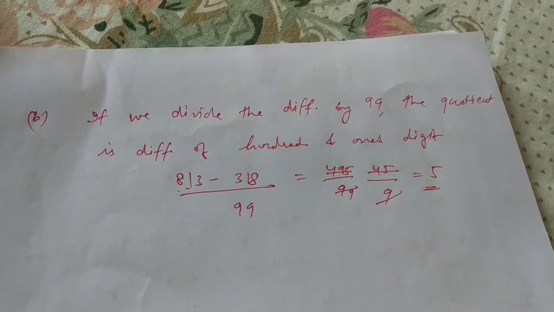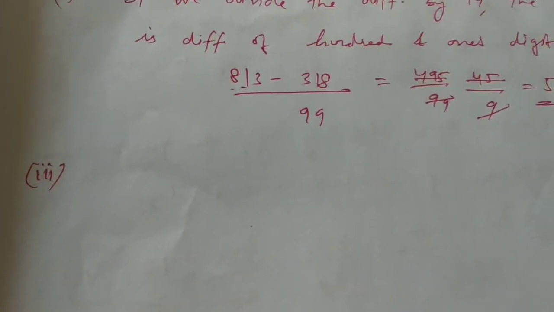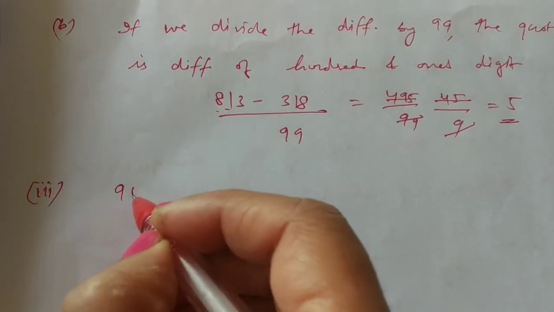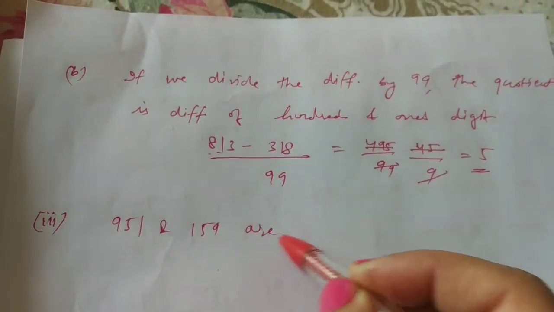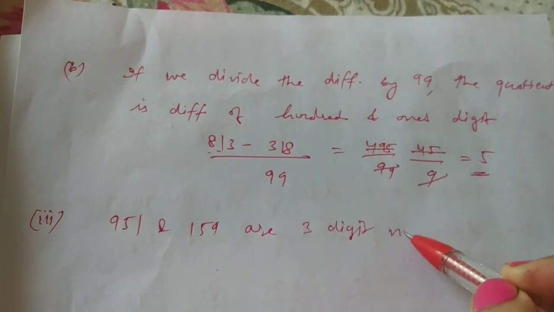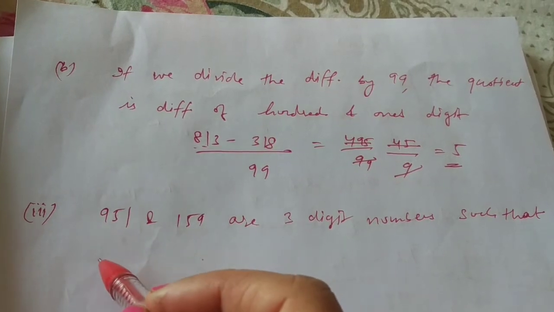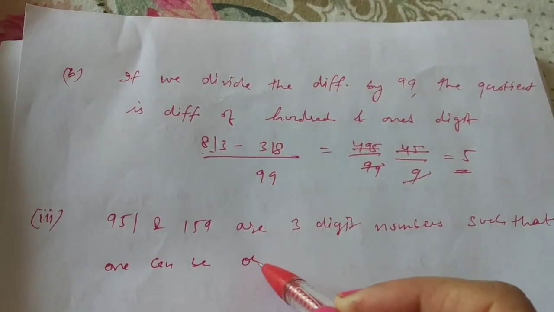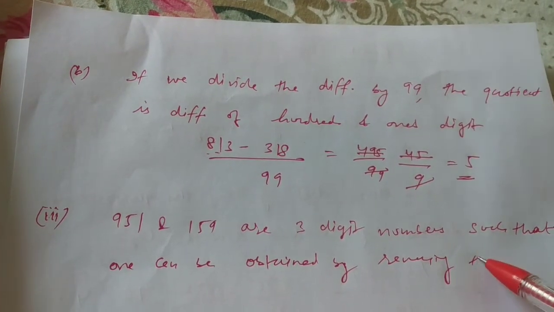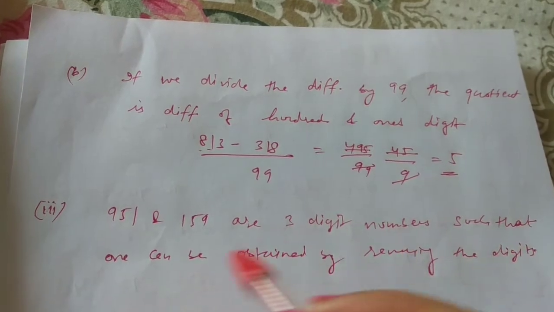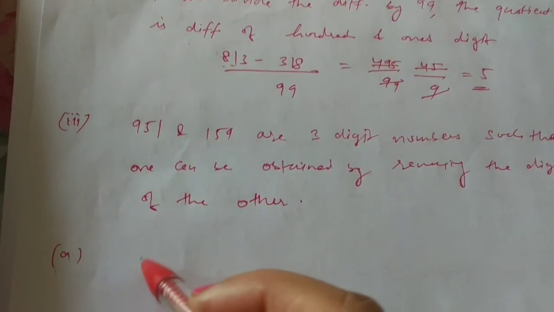Now come to the third part, with subparts A, B, C, D. The third part is given as: 951 and 159 are 3-digit numbers such that one can be obtained by reversing the digits of the other.